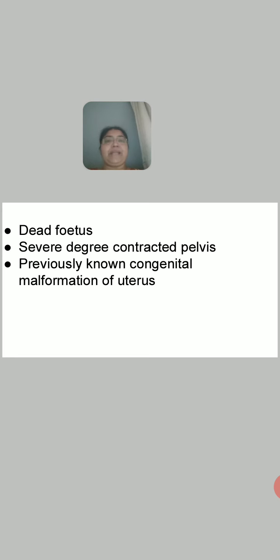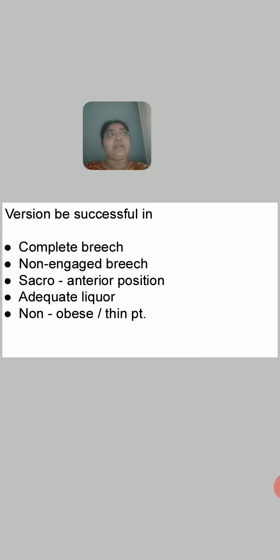Severe degree contracted pelvis. For successful version, the pelvis should be adequate. But when there is contracted pelvis, version should not be done. And previously known congenital malformation of the uterus, like suppose there is a septate uterus. In the septate uterus, a septum is there in between the uterine cavity. So this will restrict the free space in the cavity. So when the malformation is already known, version should not be attempted. So these are various contraindications for external cephalic version.